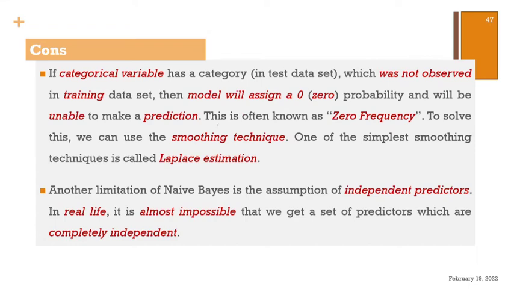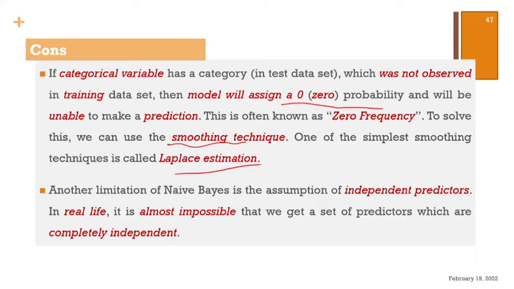The issue is that if a categorical variable has a category in test data which was not observed, we call this the zero probability problem. We already explained it, the zero frequency problem. To solve this, we mentioned the technique that used to be used, which is called smoothing techniques. And under these smoothing techniques, the simplest one is known as the Laplace estimation, which we also described earlier.